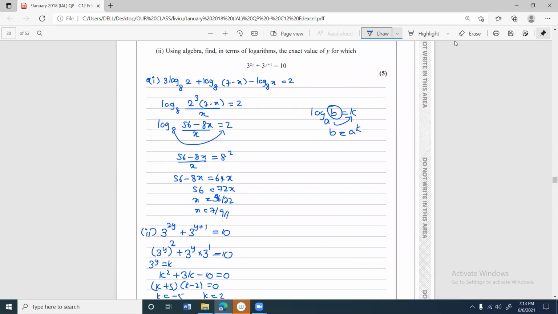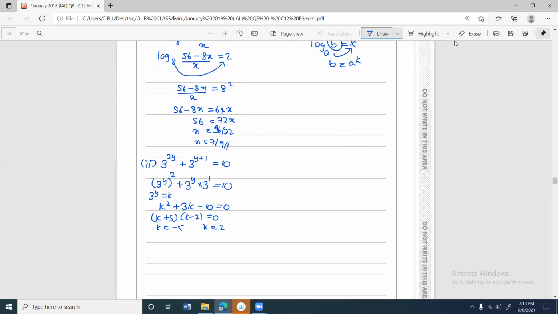Yes, the exact value of y for which this holds. So you need to find the value not for k, you need to find the value for y. Then you can have 3 to the power y equals minus 5. You can say that a positive number to a power cannot be a negative one, so this does not exist. Then 3 to the power y equals 2.